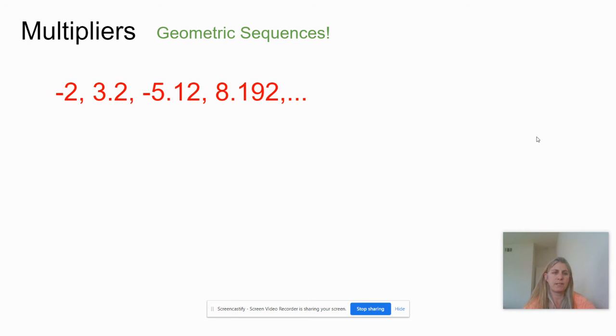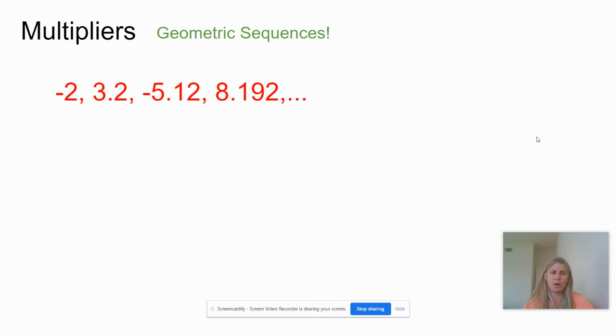So here's a first example. We have -2, 3.2, -5.12, and 8.192. Now, I know that I need to find a number that will be the same every single time. Otherwise, it's not a geometric sequence and we can't make it an explicit or a recursive equation.